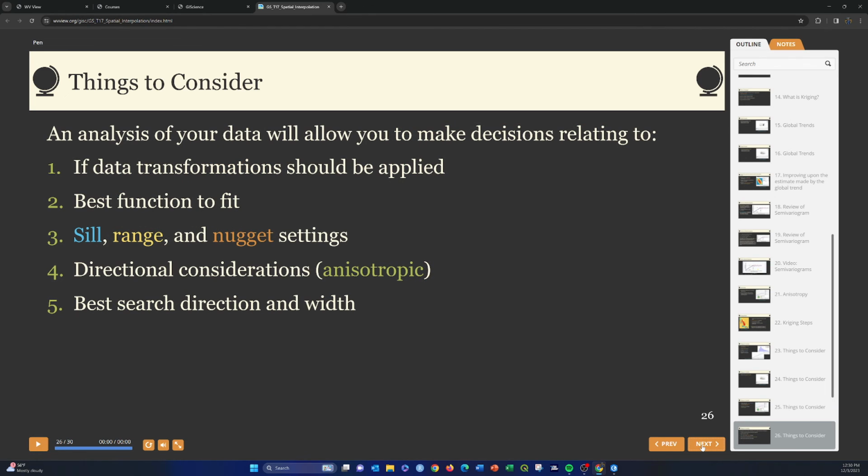So some things to generally consider. One, is it a good idea to transform the predictor variable in order for it to be more normal? Maybe taking the square root or the log of it. Considering the sill, range and nugget from the semi-variogram in order to incorporate the local spatial patterns. Is there a directional trend? And the best search direction and width for your incorporation of local patterns.